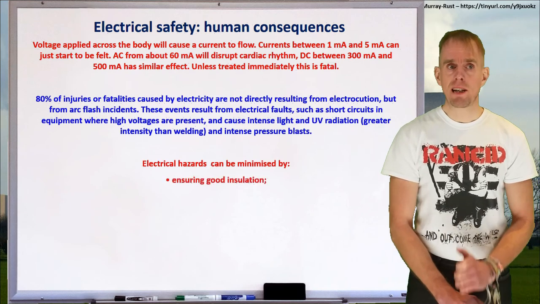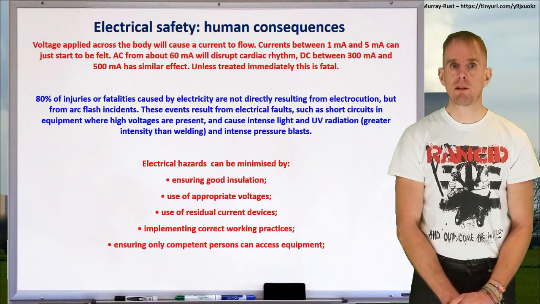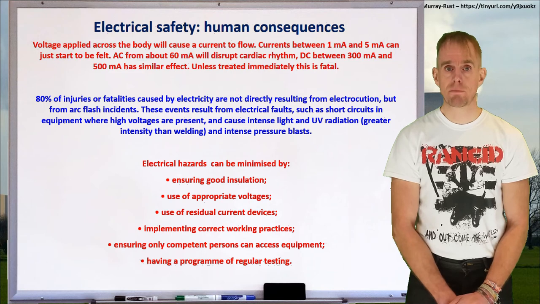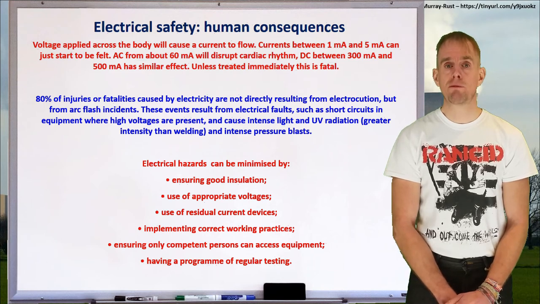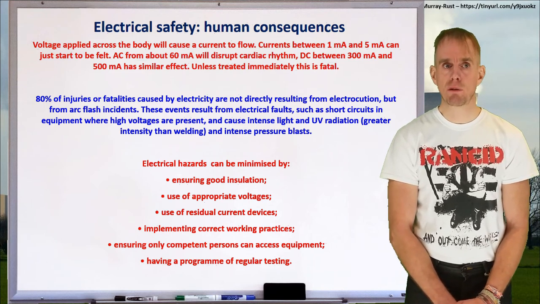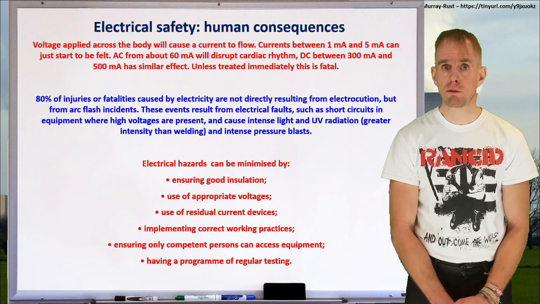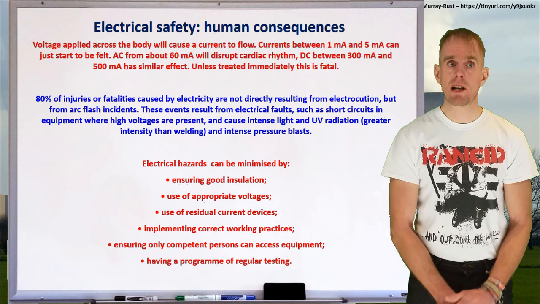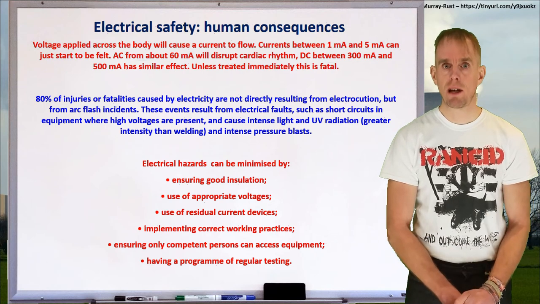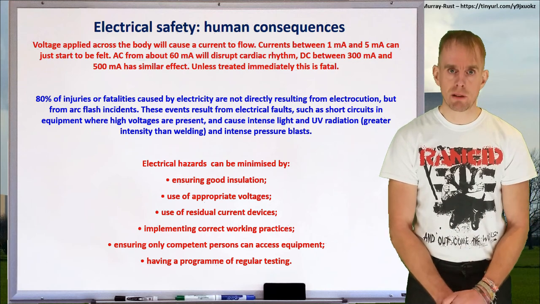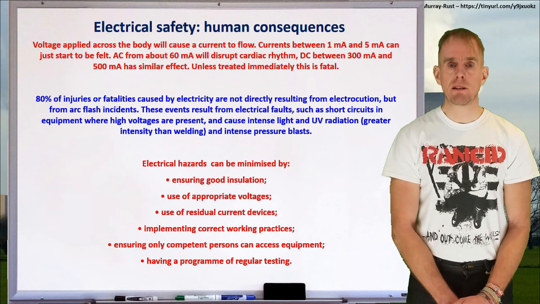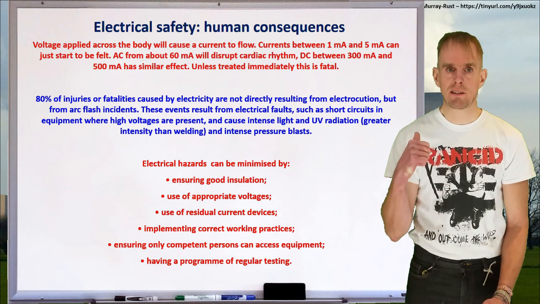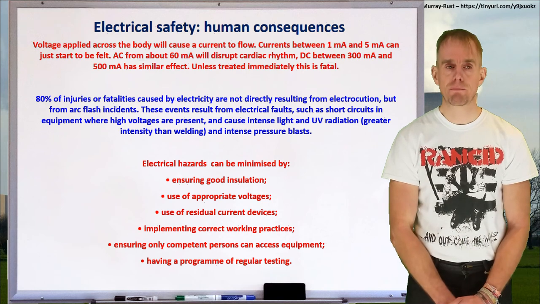However, most fatalities caused by electricity aren't from electrocution. They are from what is termed arc flash. Arc flash is where you have a very quick and powerful and sudden electrical fire, usually due to an electrical fault of some sort, where you get intense light, intense UV radiation, and intense pressure blasts. And if you recall our discussion in a previous lecture around the damage caused by pressure waves, that is one of the leading causes of fatality within arc flash.